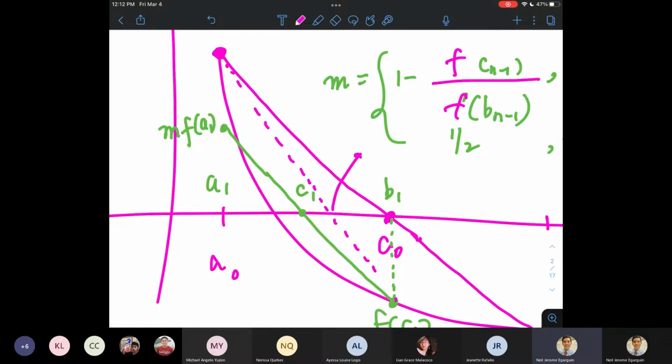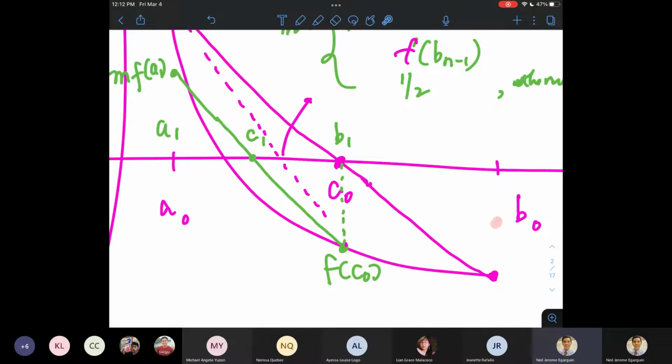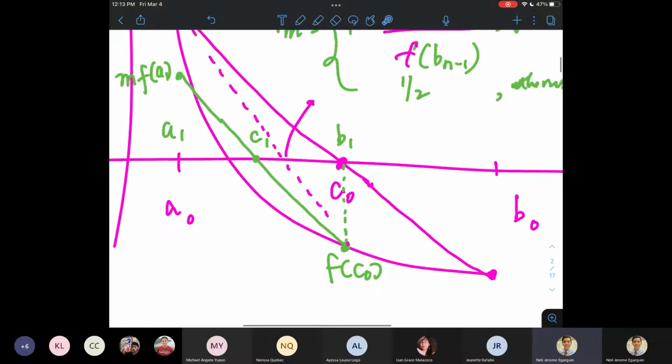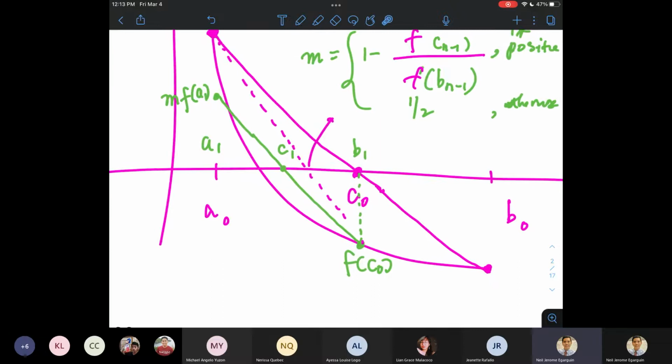Pwedeng yung C sub 0, wag niyong kunin na yung C sub 0, pwede niyo nang simulan yung modification. Pwedeng doon pa lang sa pagko-compute ng C sub 0, kunin niyo na yung M times F of A1 o kaya yung M times F of B. All right? Tapos pwedeng yun yung maging initial approach nyo. Pero theoretically it will still make sense, all right? At dahil first step pa lang naman, hindi siya gaanong ka-crucial. Pero ito yung suggested. Gamitin niyo yung regular fallacy dun sa first step. Tapos, saka nyo gamitin yung modifications later.